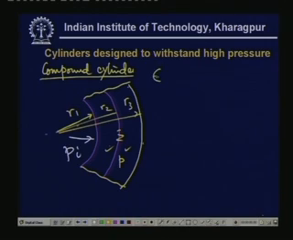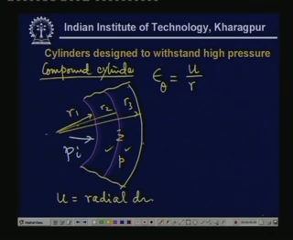epsilon theta, the strain along the circumferential direction, is nothing but U divided by R. That is, U is the displacement along the radial direction, that is the radial displacement, and R is the corresponding radius, and epsilon R is equal to du/dr.